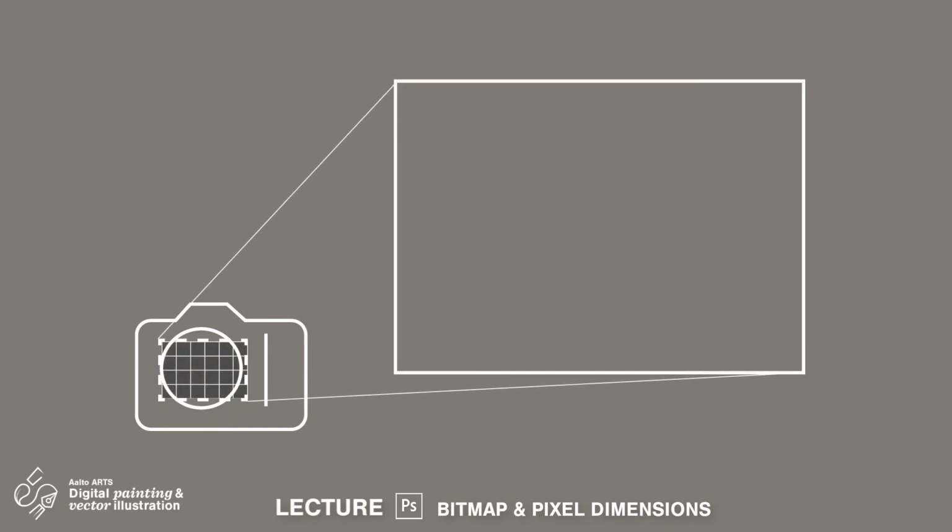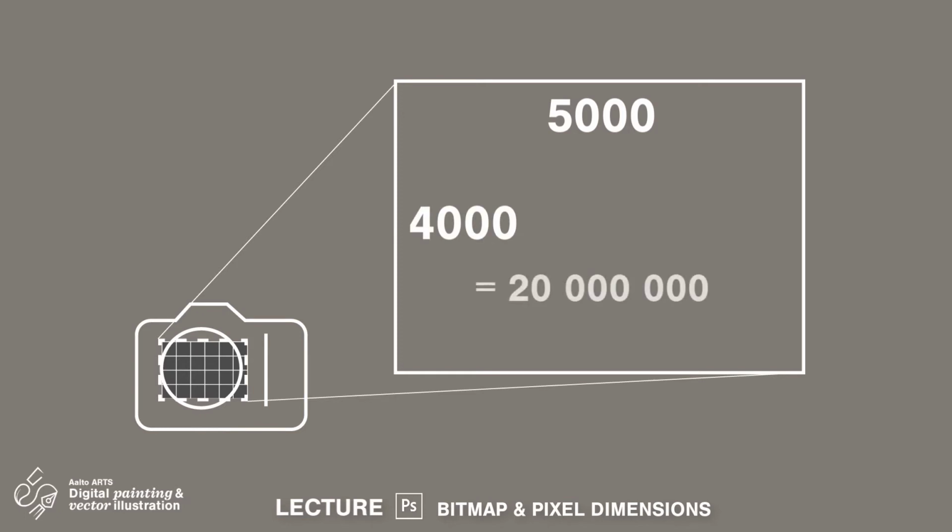The amount of pixels a digital camera can save is defined by its sensor. Normally these are in the range 5000 times 4000 pixels. This multiplies to 20 million pixels, which can be called 20 megapixels.